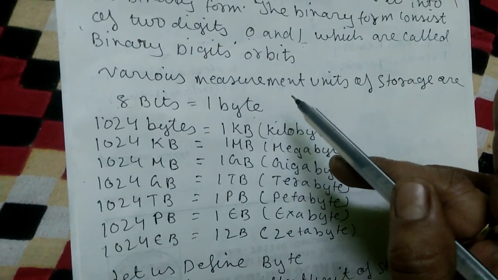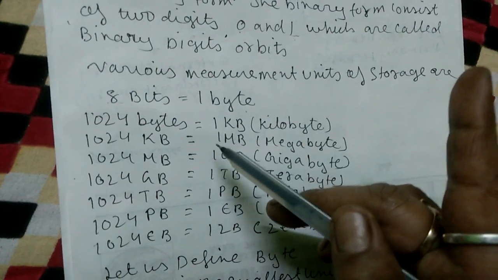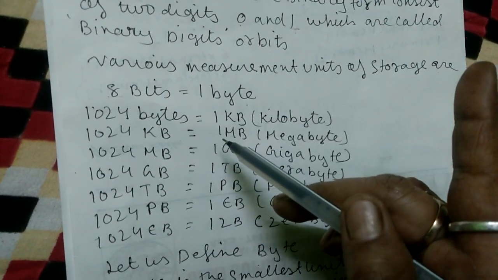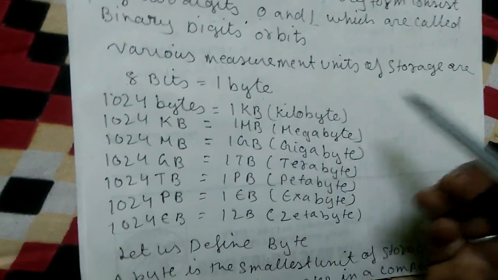So a character contains how many bytes? It contains 8 bits. One character consisting of 8 bits. So 8 bits make 1 byte.